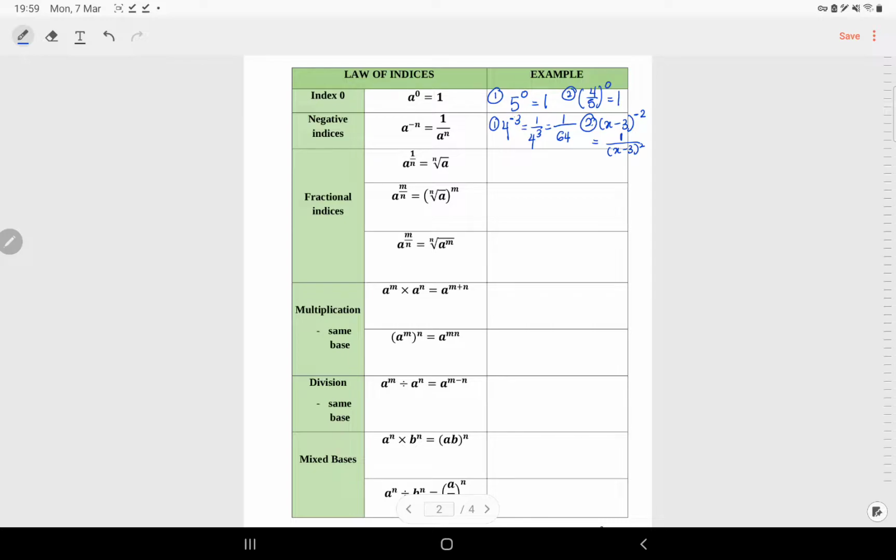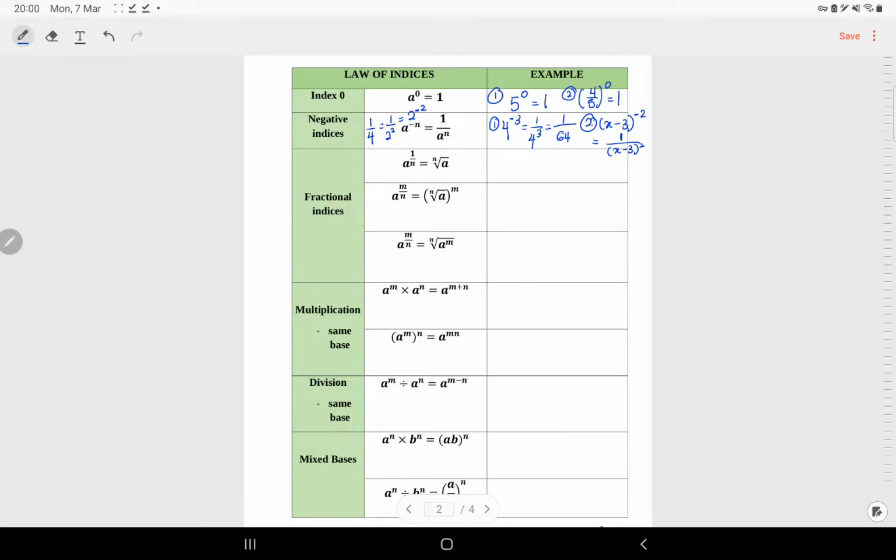Let's say for example, if you have 1 over 4, to make it into indices, well, 4 here is basically 2 squared, so 1 over 4 is 1 over 2 squared. Or this can also be represented as 2 to the power minus 2. You should be able to do it vice versa, or the laws of indices in reverse.